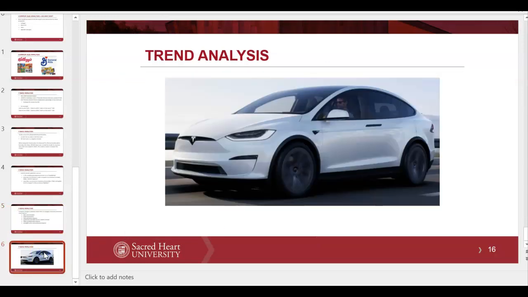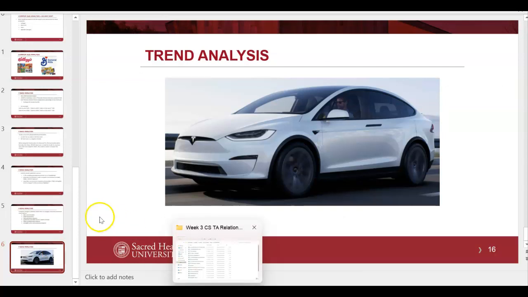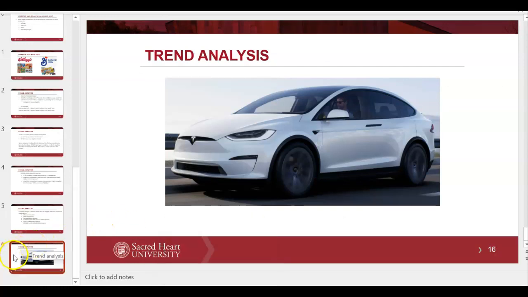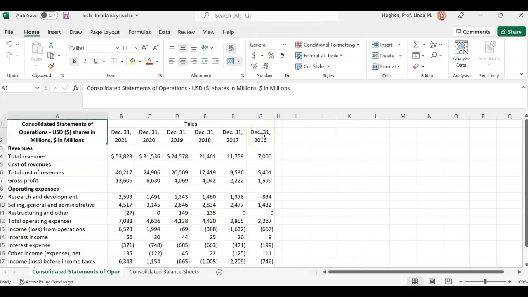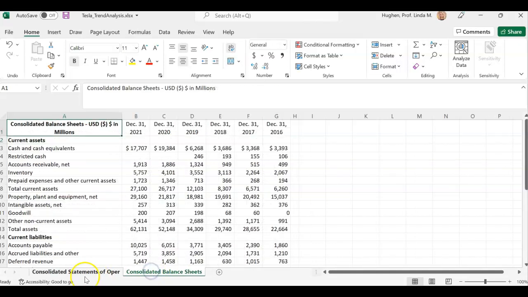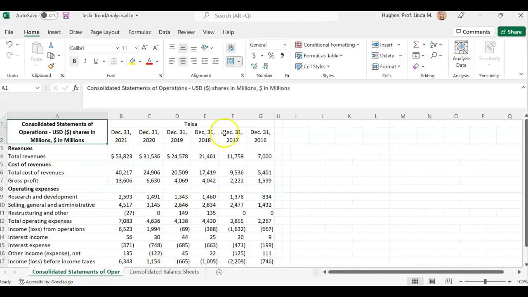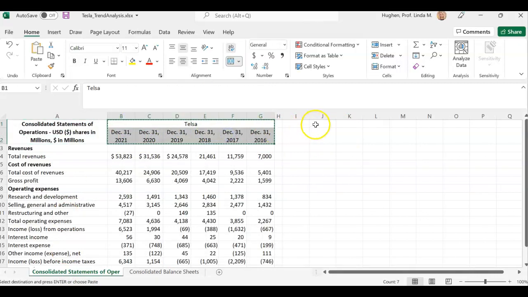So let's conduct a trend analysis on Tesla. We're going to go to the file in Blackboard called Tesla Trend Analysis. Here is our Excel spreadsheet, which shows the income statement information for the 6 most recent years. And then on the second tab, we have the balance sheet data for the 6 most recent years. So to do our trend analysis, I'm going to copy the headers.